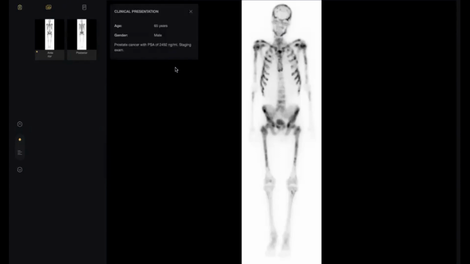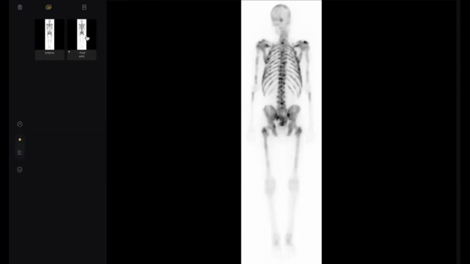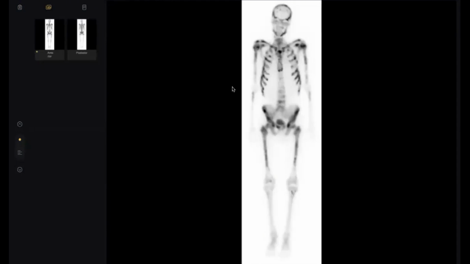This is a 65-year-old male patient with prostatic cancer. Tell me. Good afternoon. I'm presented with a static image of a bone scan of a 65-year-old male patient with prostatic cancer. I can see that there are multiple areas of uptake in the bilateral clavicles, skull, ribs, sternum, both pelvis, and bilateral femur. There is no uptake in the kidneys, so this is a superscan.